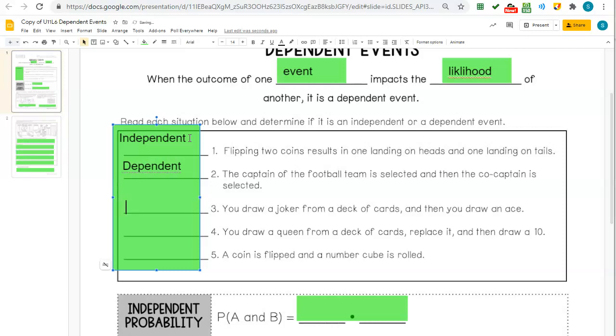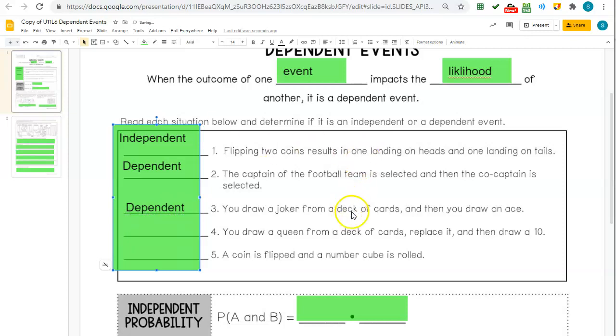Okay? You draw a joker from a deck of cards, and then you draw an ace. Well, just the fact that you drew that joker changes the makeup of the cards. There's now less cards, and that ace is more likely to have been picked than if the joker was in there as well. So that is dependent. There we go.